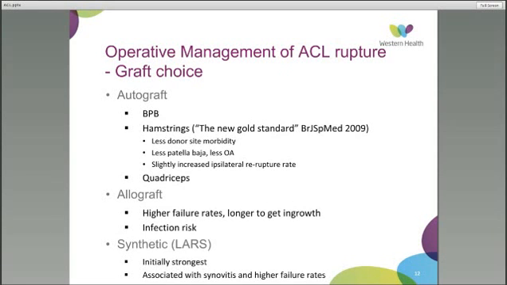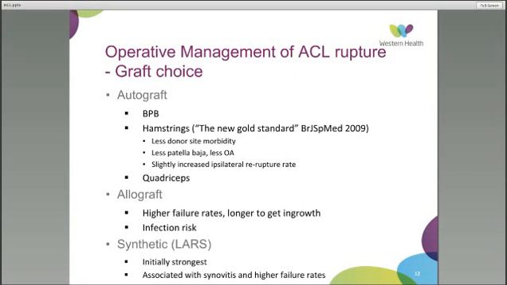Operative management of ACL rupture. I'd like to say a little bit about tunnels. Tunnel malposition is the most common reason for failure. Double bundle versus single bundle technique I'll go into a little bit later on, but essentially single bundle technique is recreating both bundles with a single graft, and double bundle is trying to recreate both the anteromedial and the posterolateral bundles of the ACL.